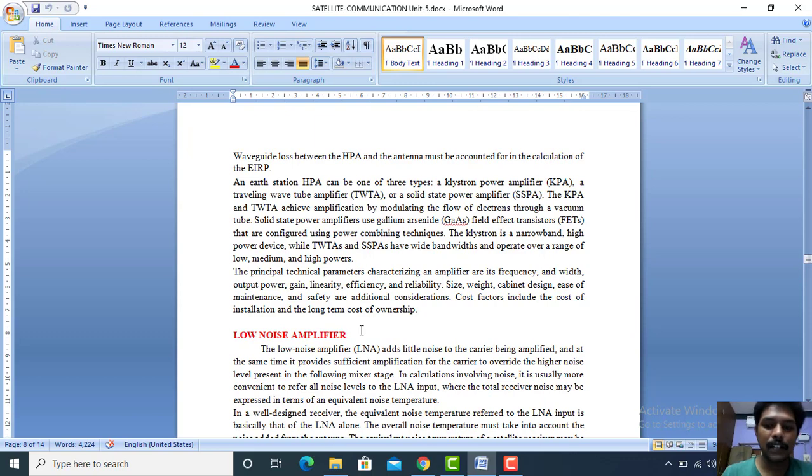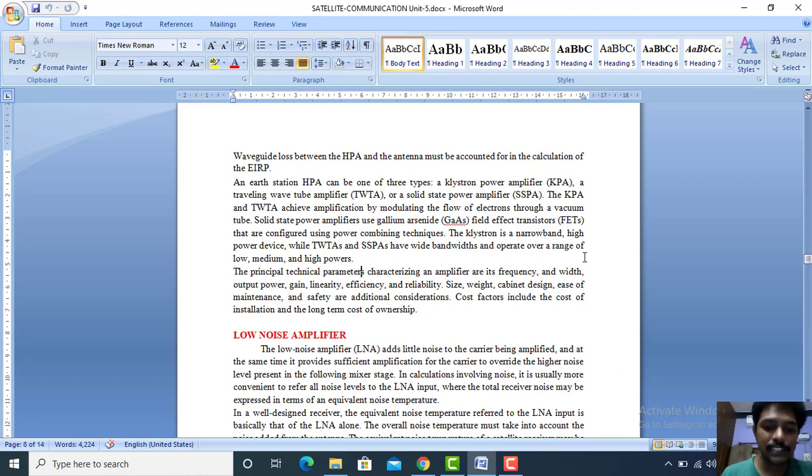Okay, so the main principle here, the parameters of the amplifier, is that we will be looking after the output power, the gain, the linearity, the efficiency and the reliability. Everything is being considered. The design of the high power amplifier is also the most important thing here. We are looking after the gain, the output power, the linearity and the efficiency. At the same time we will look after the size of the device also, and the cost factors are the most important thing in order to operate these high power amplifiers.